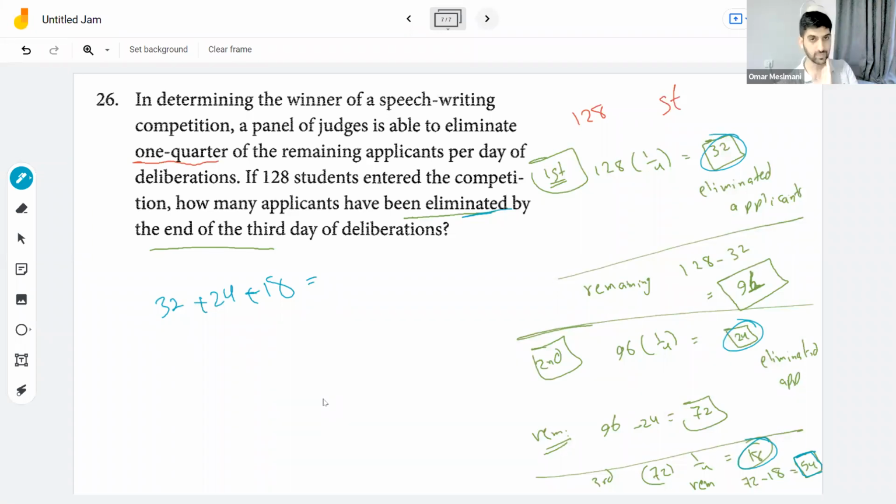Okay? This is one way to do it. I'm going to show you another one. Tell me, what is it? Anyone? 74. Okay, I'm going to solve this question by a much faster way.